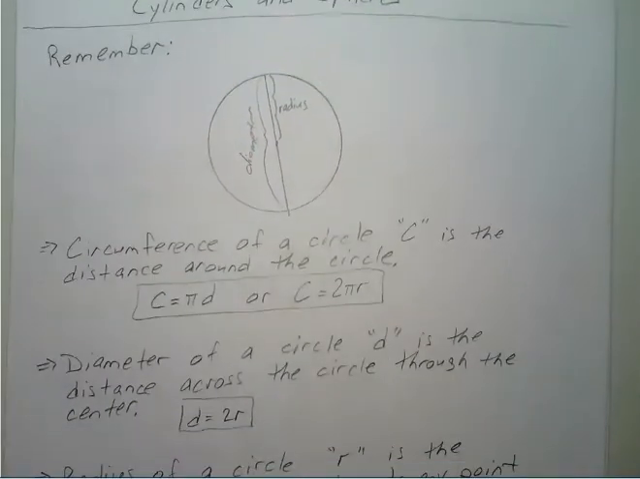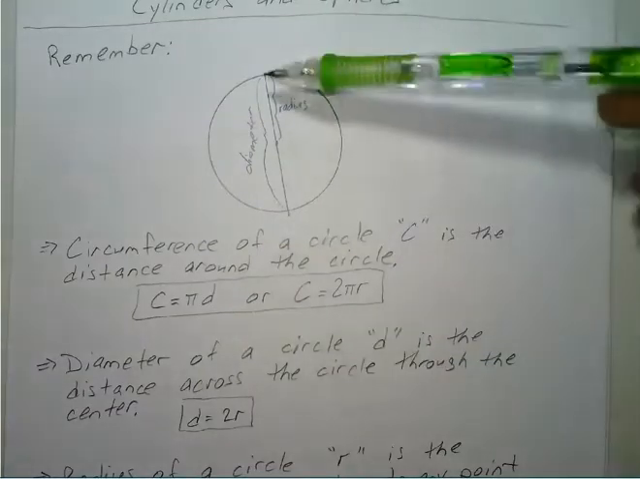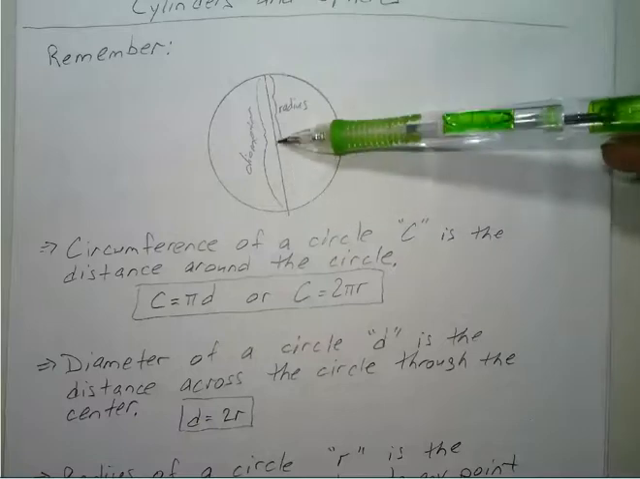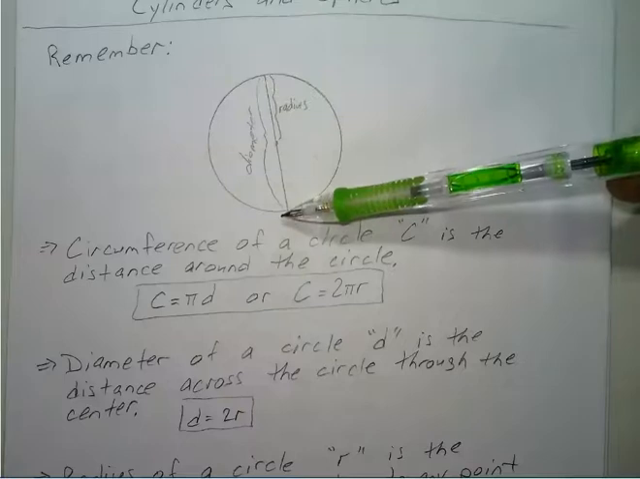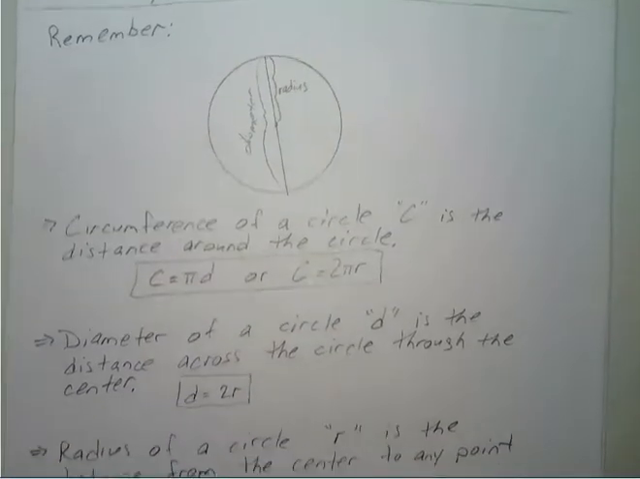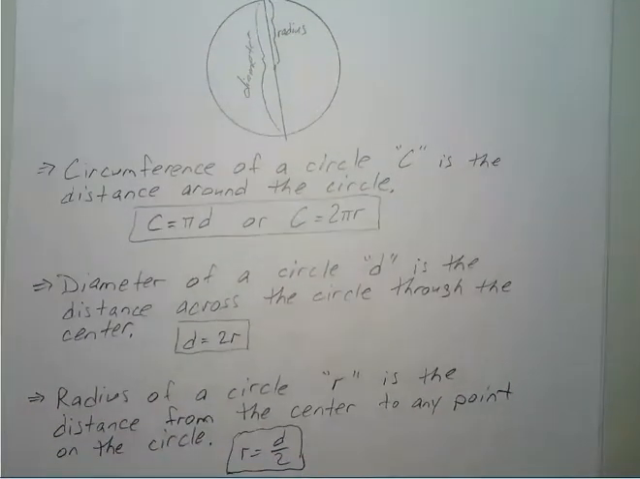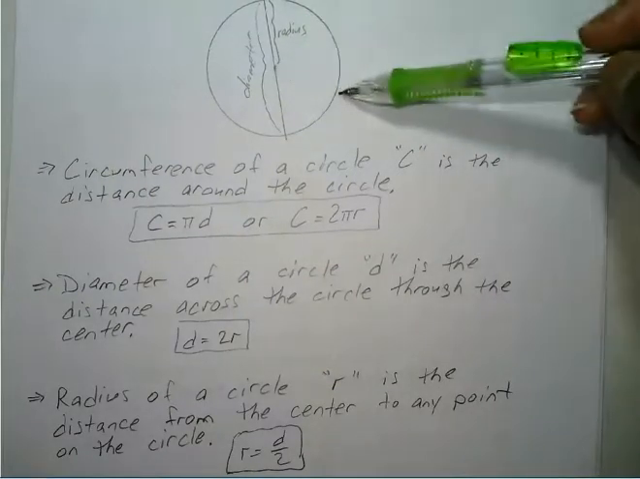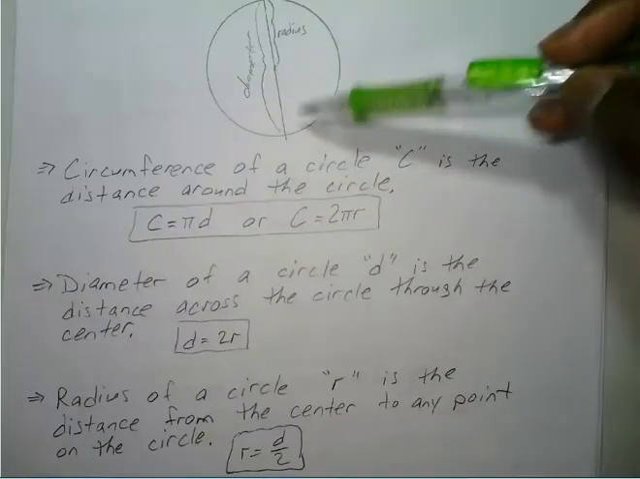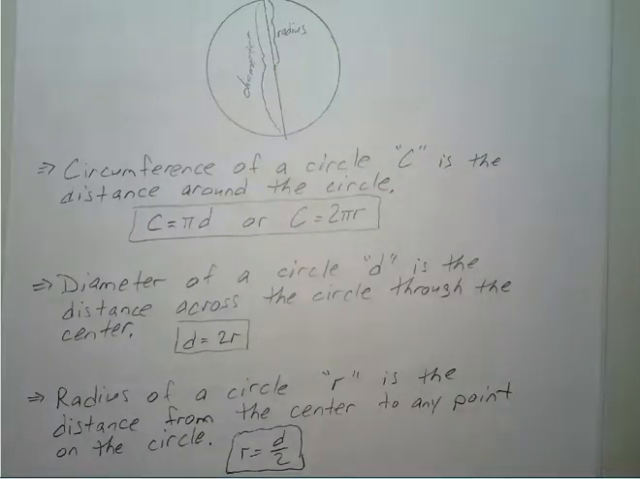Now, the diameter of a circle is just the distance across the circle through the center. So if you go from this end through this end, and you go through the center, which is right here, then that distance is your diameter. But if you go from the center to any point on the surface of the circle, then that is your radius. The diameter is 2 times the radius, and the radius is 1/2 the diameter.